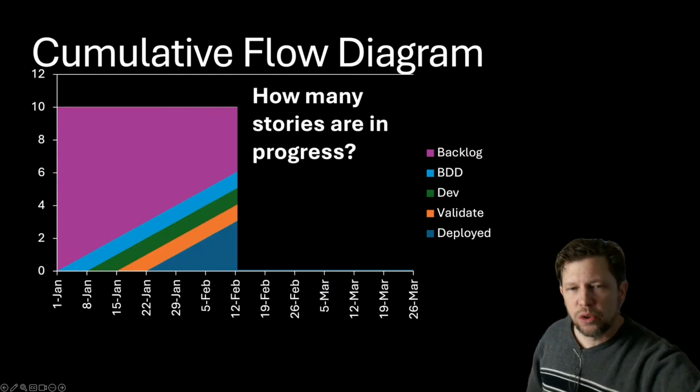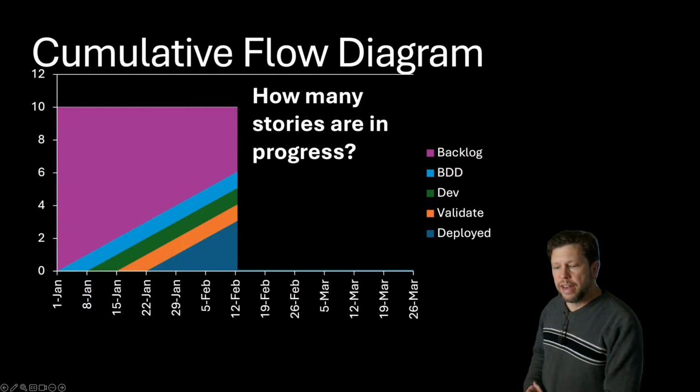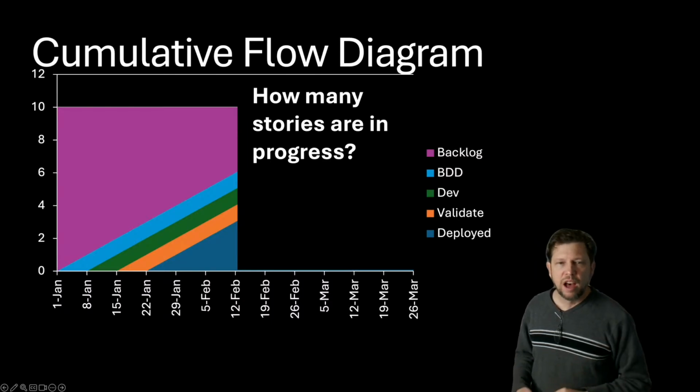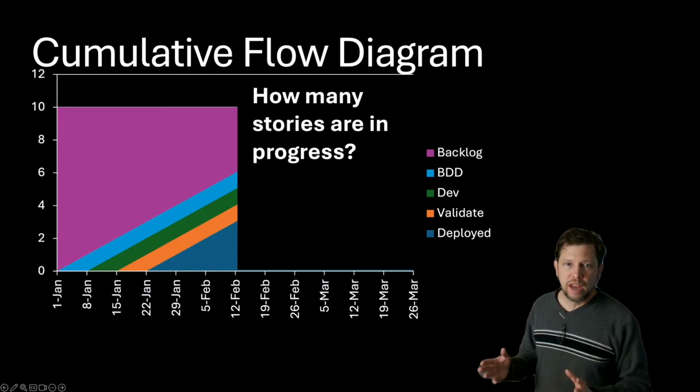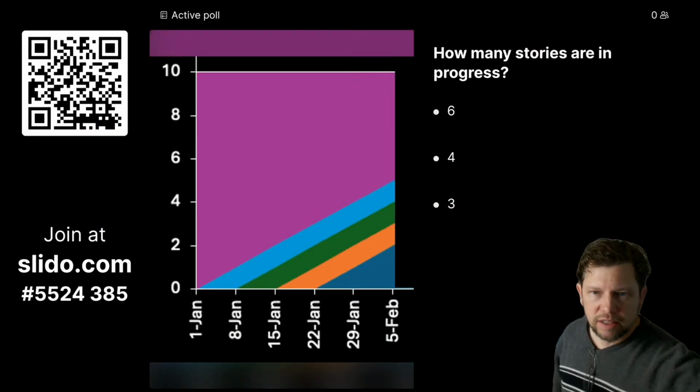Now, how many stories are currently in progress? In progress, we're going to define as they're not still in the backlog. We've pulled them out of the backlog, and they are not yet deployed. So how many stories are in progress?